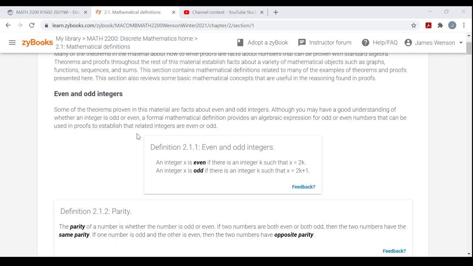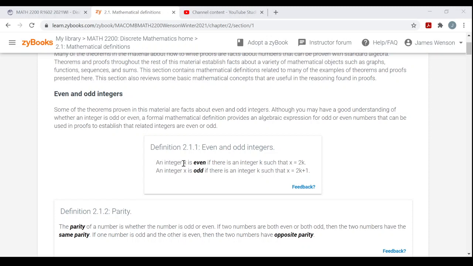So the first part in this section is what does it mean for integers to be even or odd? Now I know you know what even integers are. 2, 4, 6, 8, 0, -2, -4, -6, -8, and so on. Those are the even integers. And I know that you know what the odd integers are, right? 1, 3, 5, 7, 9, and then -1, -3, -5, and so on. But here we have a more formal definition. What does it mean precisely to be an even integer or an odd integer?